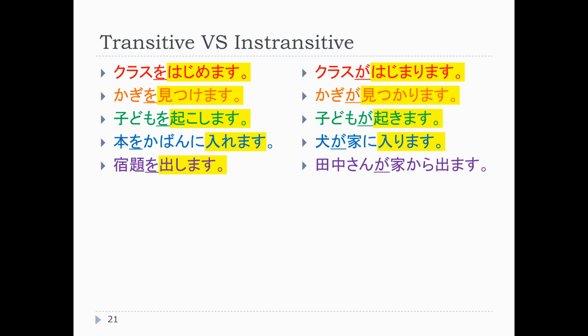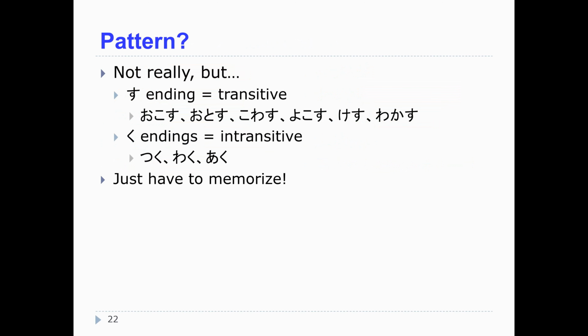So 始めます versus 始まります. 見つけます versus 見つかります. 起こします versus 起きます. 入れます versus 入ります. And 出します versus 出ます. So, is there a pattern to showing whether a verb is transitive or intransitive?